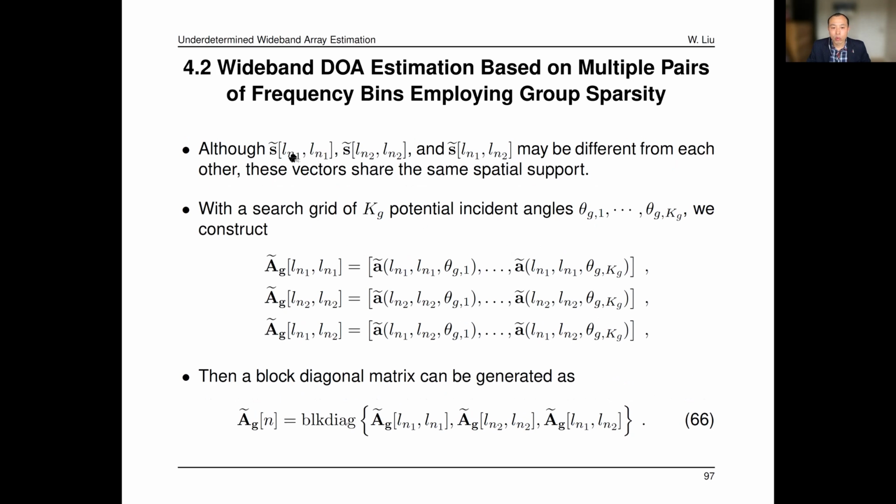Although these three virtual source signals may be different from each other, these vectors share the same spatial support. So if you put them into a matrix, for each row you can apply the L21 norm to the row vector. Now we apply the sparsity-based method. We have a search grid of K_G potential incident angles, and we can generate these three over-complete steering matrices. To use group sparsity, because the three have the same support, we can form this block diagonal matrix.